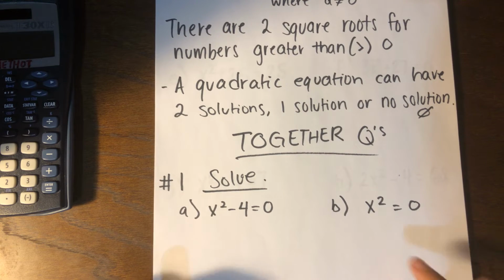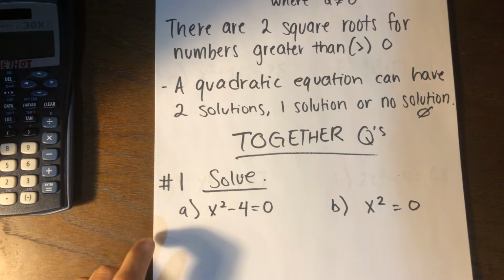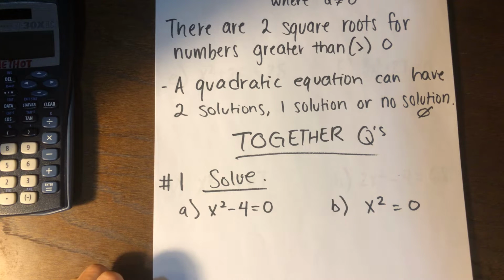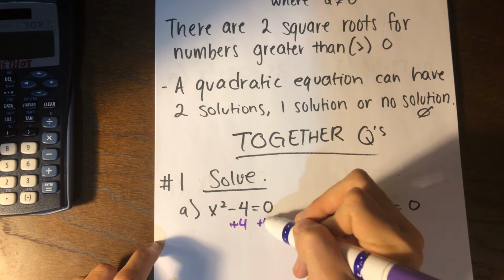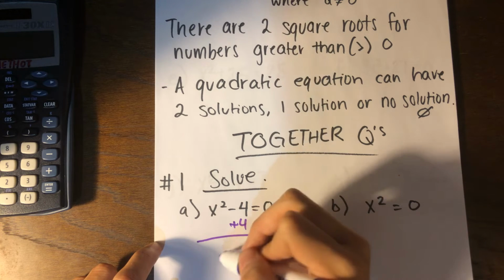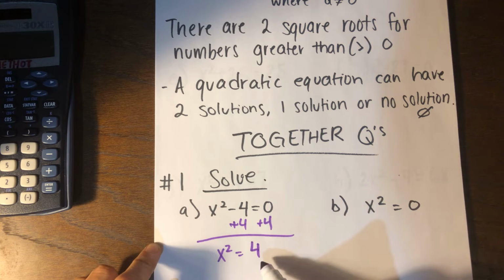Okay, so together questions. We have x squared minus 4 is equal to 0. I'm solving for x, okay? Just like you did with the one-step and two-step, except this time we have an x squared, so we're going to be using a square root symbol to get x. Okay, so I'm going to add 4. Then I'm left with x squared is equal to a positive 4. X squared is the 4, so I need to take the square root of both sides.